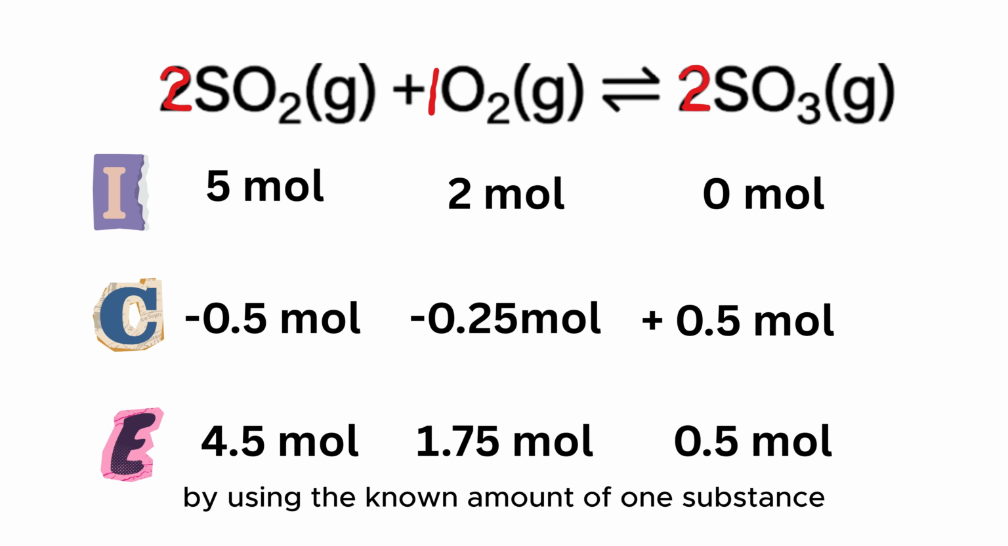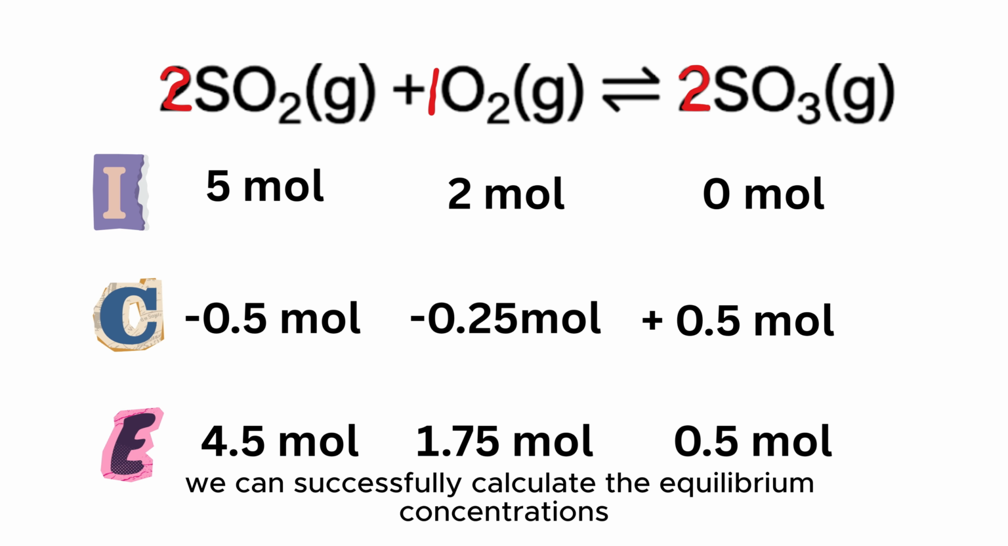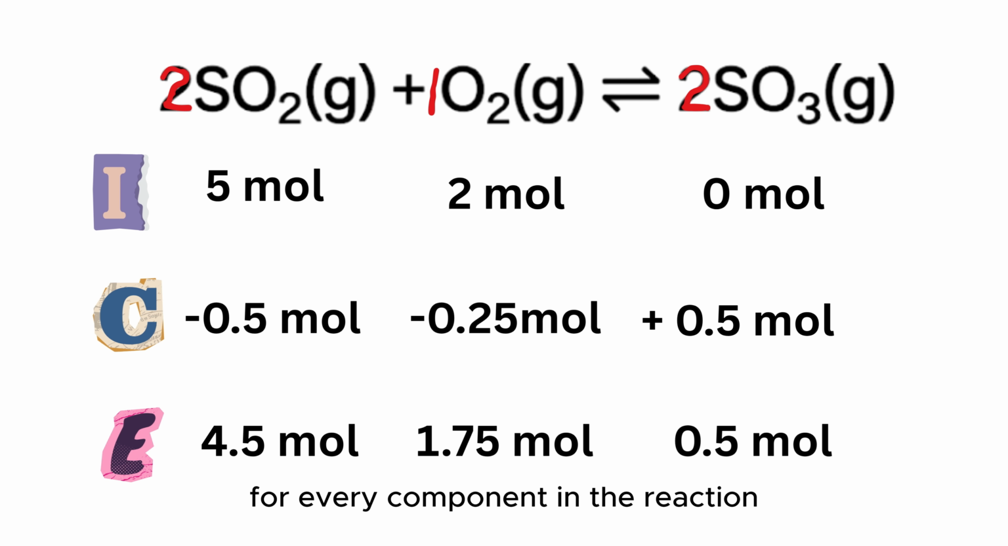By using the known amount of one substance, we can successfully calculate the equilibrium concentrations for every component in the reaction.